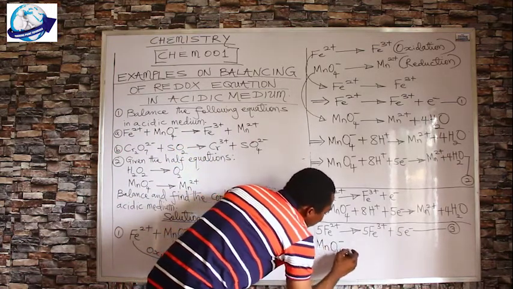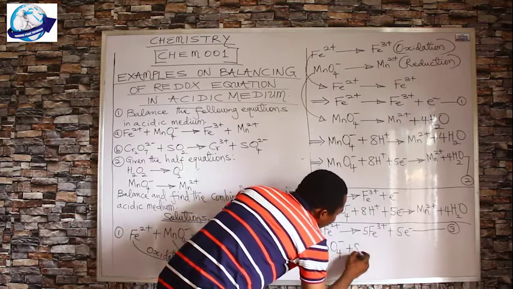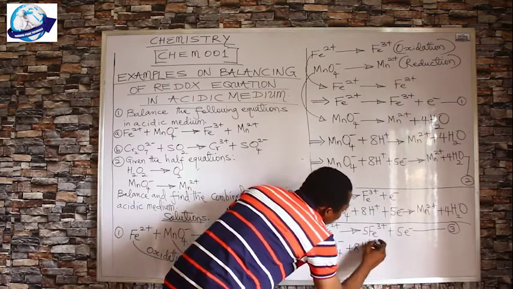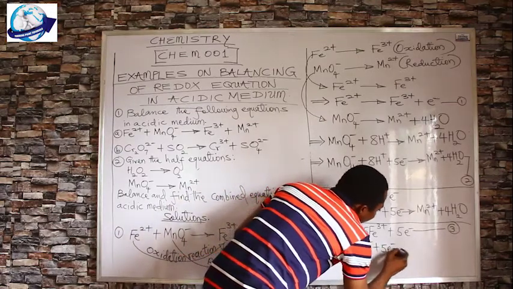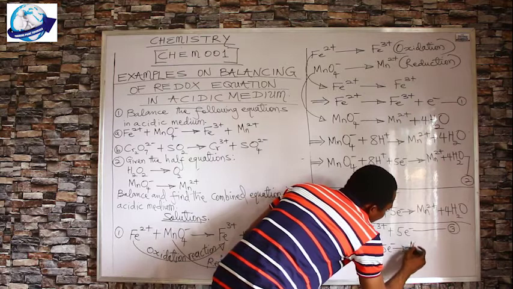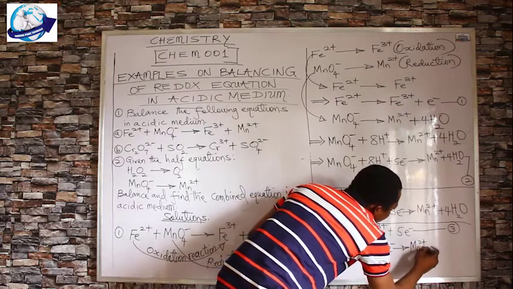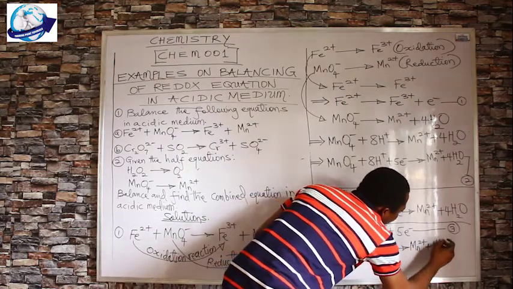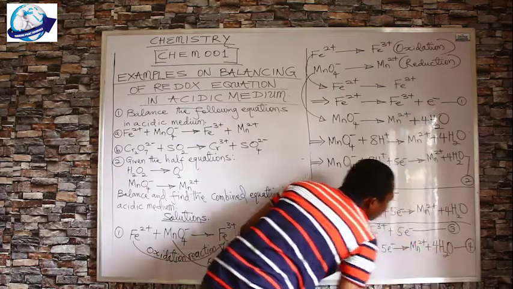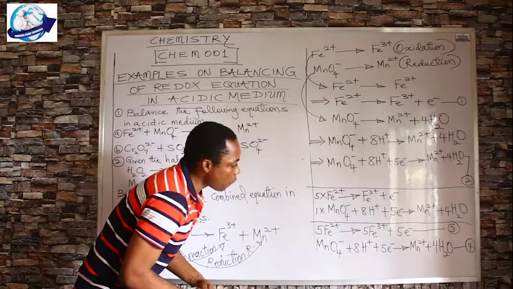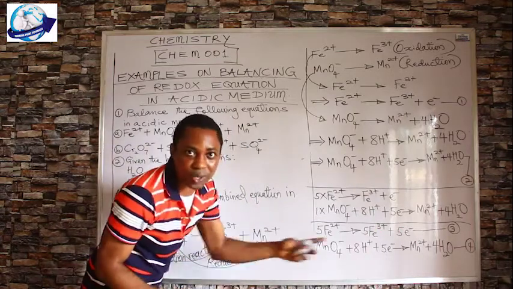Then the next one here, MnO4 minus plus 8H plus 5 electrons yielding Mn2+ plus 4H2O. This is equation 4. So equation 2 has changed to equation 4. But now we have new equations 3 and 4.